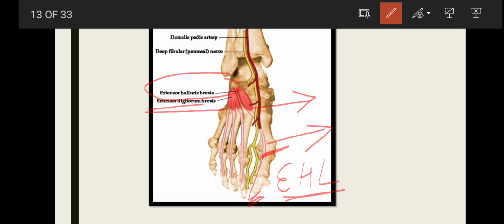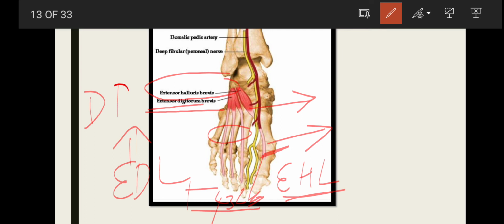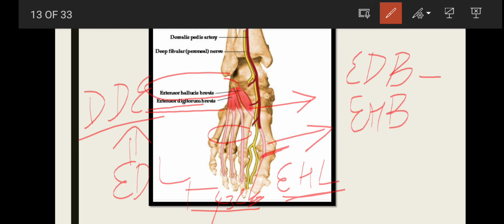Another one is extensor digitorum brevis. You have the 3 tendons which go to the second, third and fourth toes, and this along with the tendon of extensor digitorum longus forms the dorsal digital expansion. So dorsal digital expansion is for the second, third and fourth toes. Okay, so these are the muscles of the anterior compartment of the leg and dorsum of foot. So in the dorsum of foot we have muscles known as extensor digitorum brevis and extensor hallucis brevis. So you have to remember that brevis muscles are located in the dorsum.